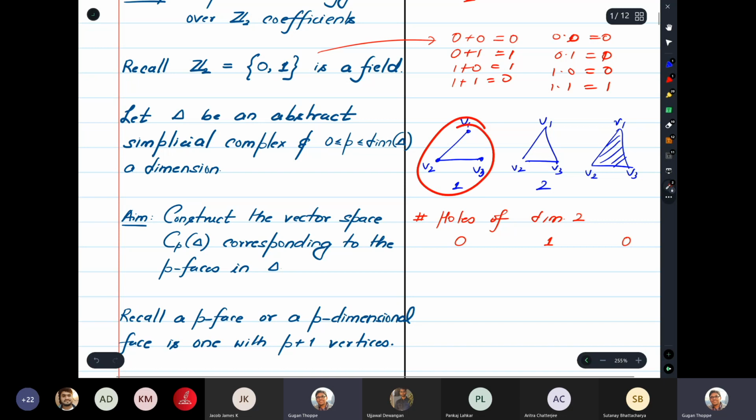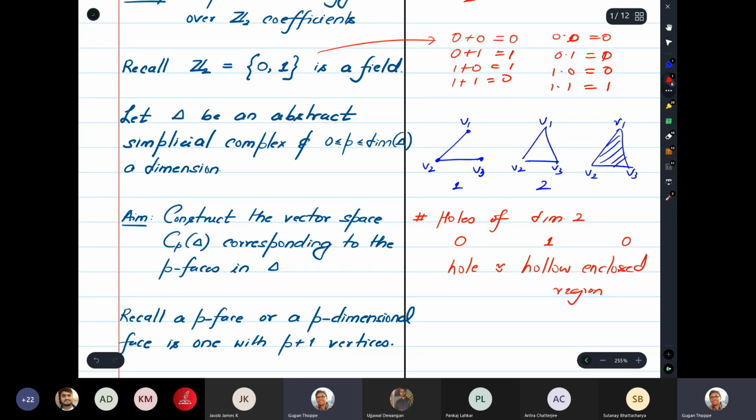Okay, here there are no enclosed regions, right? Whereas here there are enclosed regions. However, the enclosed region is filled, right? So a hole loosely is a hollow enclosed region. Okay, so you can think of a hole as loosely a hollow enclosed region.